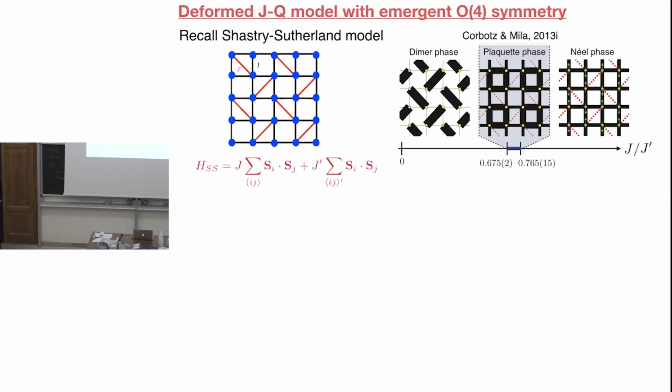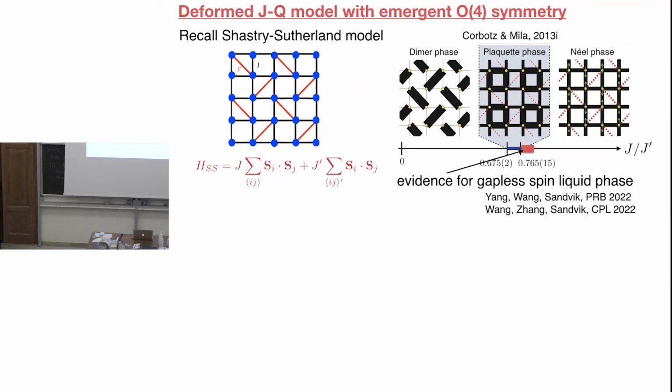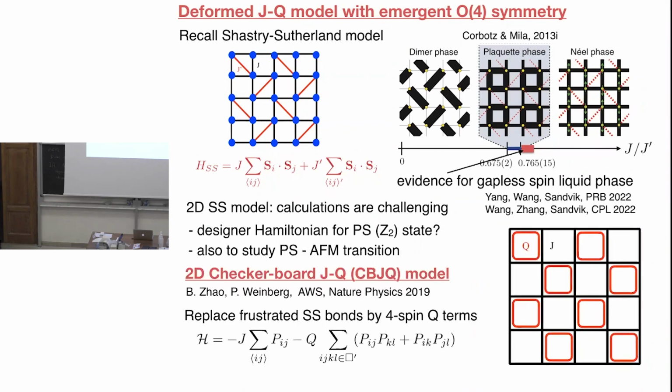But given that we believe it's a multi-critical point, and also because we have looked at the Shastry-Sutherland model, okay? We believe that there's a spin liquid there. We have looked at this model, which we believe, and the evidence is very good, that we have a first order transition with emergent symmetry.